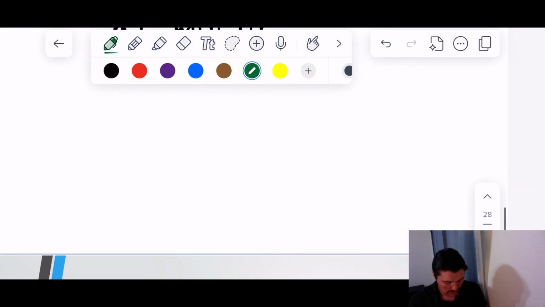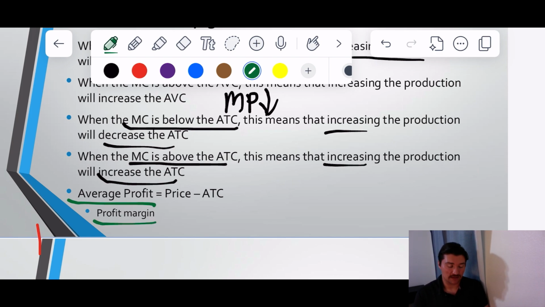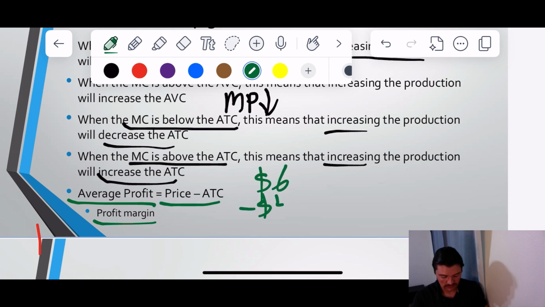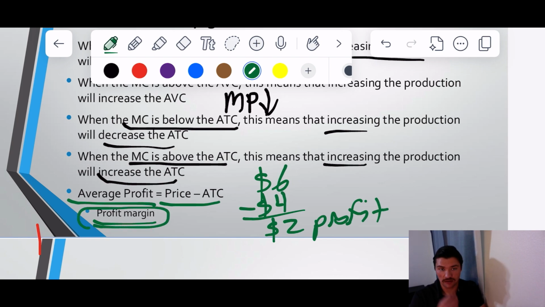Right? Another thing I wanted to touch on real quick is the average profit, also called the profit margin. This is another key thing that you should know as a business, which is basically how much am I making, let's say $6, and what's my average total cost, let's say $4. So therefore I'm making $2 profit per cup, per t-shirt, things like that. It's your average profit of what your product is. So that's another way of saying your profit margin, very key thing to know as a business. Next, we're going to switch into production in the long run and what that looks like.